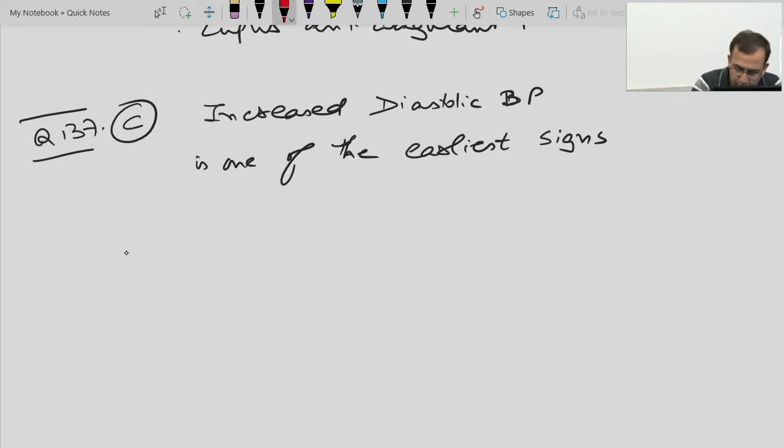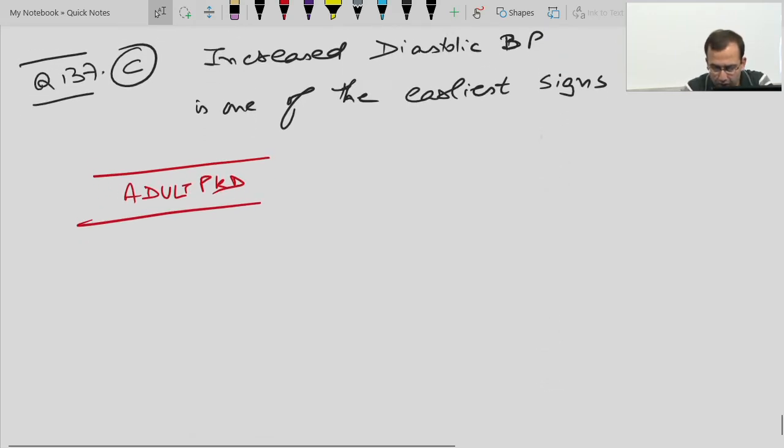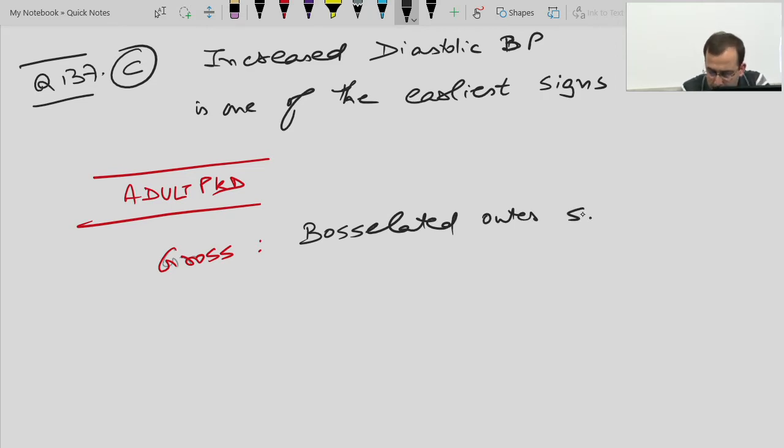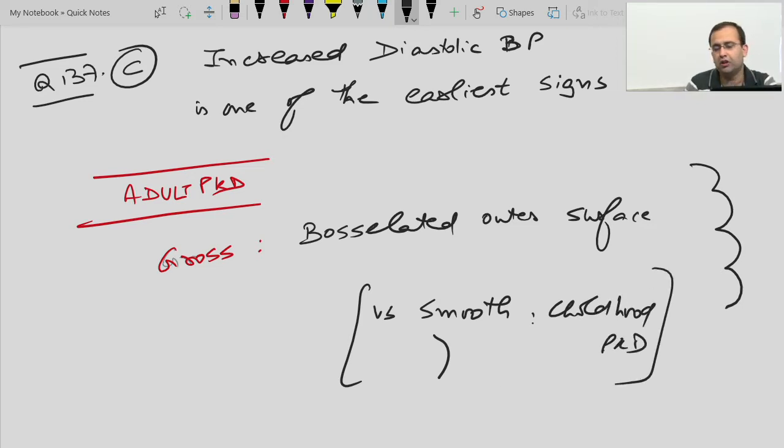So let us see a few features of adult polycystic kidney disease. First point, grossly, as we have already seen, it shows the presence of a bosselated outer surface. Bosselated means these are the bosselations, versus the smooth outer surface of childhood PKD. This is what a smooth surface looks like.